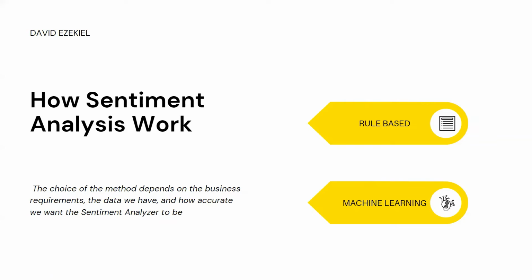With machine learning, instead of setting rules for this data, you allow the data to learn the patterns themselves. The data is able to learn the patterns of text and give a more informed decision. So the choice of the method actually depends on the business requirement, the data we have, and how accurate we want the sentiment analyzer to be. So these are the two ways sentiment analysis works. It can work with rule-based, and it can also work with machine learning.